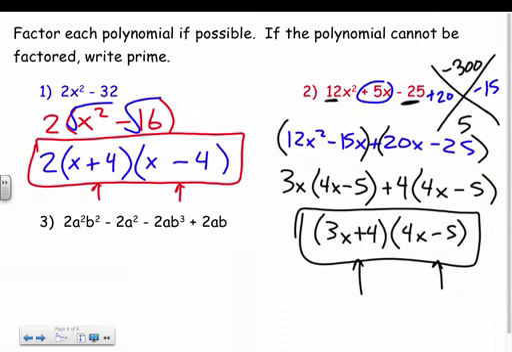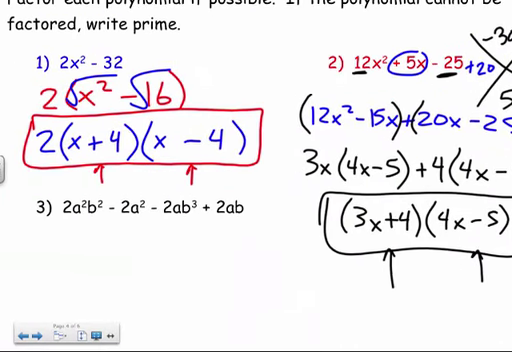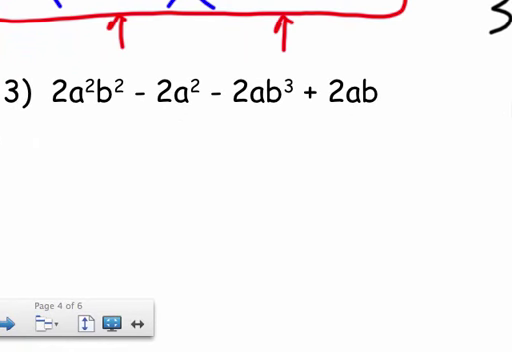Good. And this last one. Well, four terms, I'm automatically thinking we better group. So I'm going to group these first two. I'm going to group these second two, but like I like to do, I don't like this negative to fool me, so I'm going to change it to adding the opposite right away. And now I'll go ahead and group.